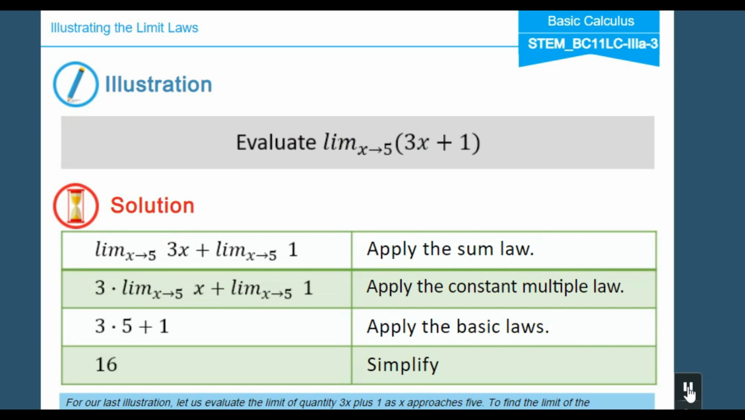For our last illustration, let us evaluate the limit of quantity 3x plus 1 as x approaches 5. To find the limit of the given function, we need to apply the limit laws several times. The table shows the step-by-step computation and the limit laws applied.